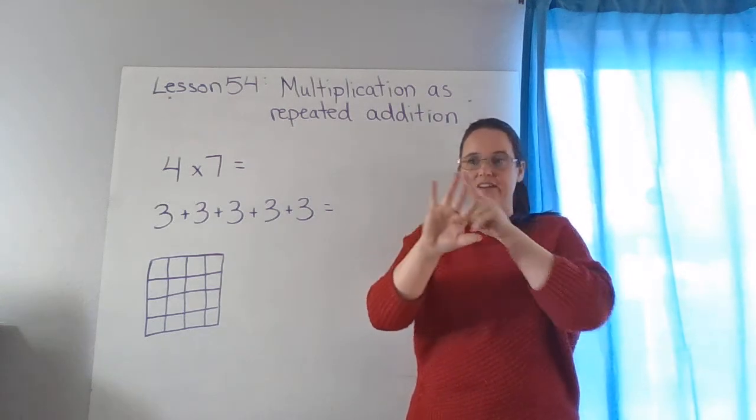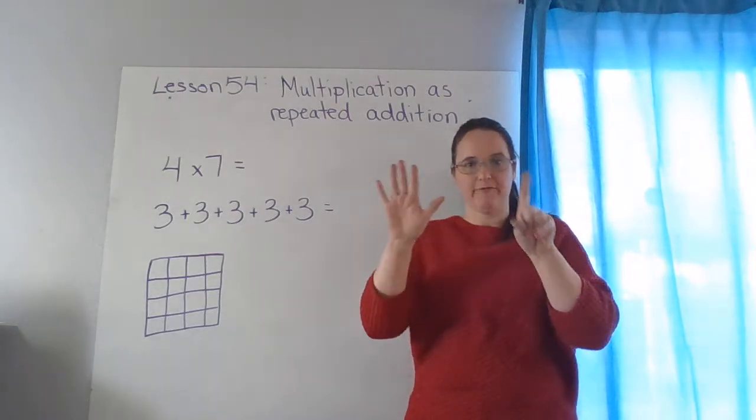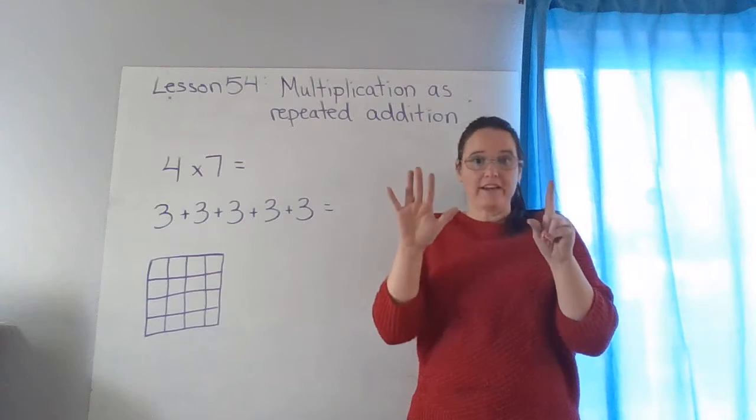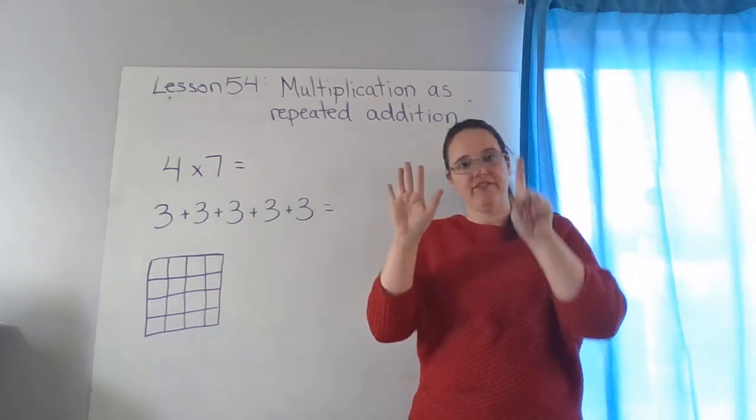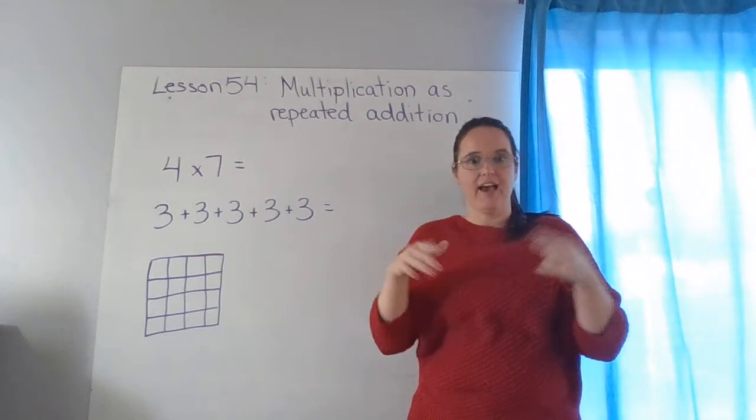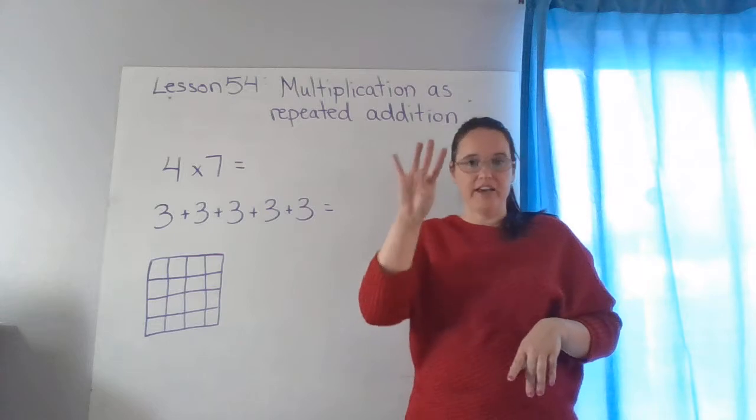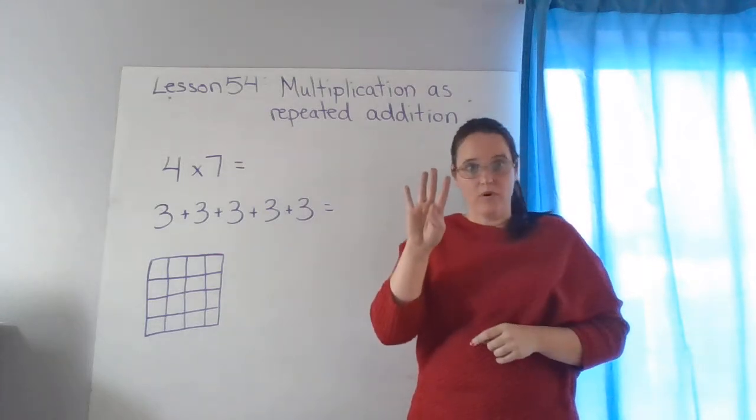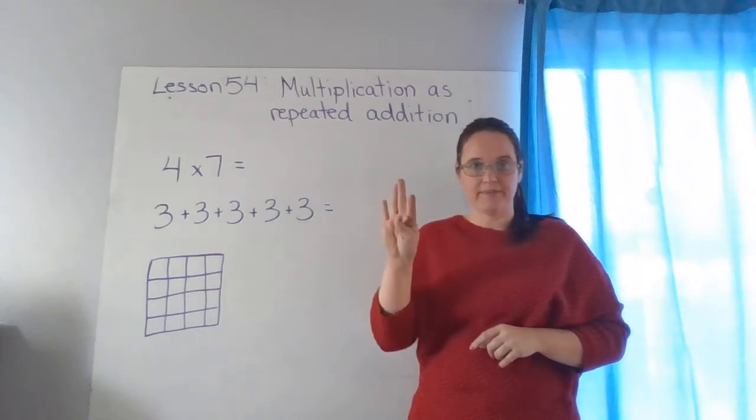I could add 5 plus 5 plus 5 plus 5 plus 5 plus 5 till I counted all my 6 nickels. Or I could just count by 5s and count 5, 10, 15, 20, 25, 30 cents. I could do the same thing with dimes. Let's say I had 4 dimes. I could add 10 plus 10 plus 10 plus 10. Or I could just count by 10s, 10, 20, 30, 40.